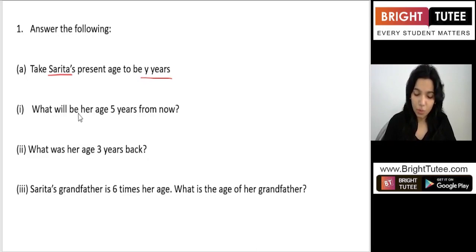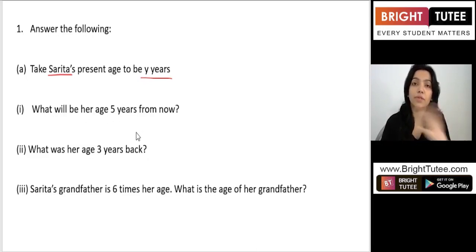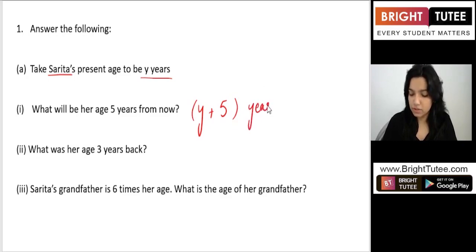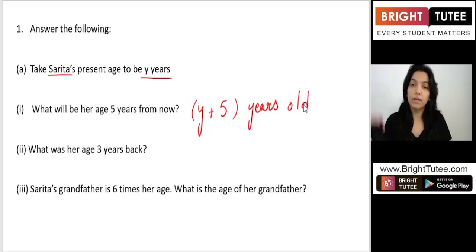Okay, what will be her age 5 years from now? So from now 5 years means we are going into the future. So when you go into the future, you add 5 to it. So it will be y plus 5, and because we are talking about age, it is in years, right? So this many years old she will be in the future, that is 5 years from now.